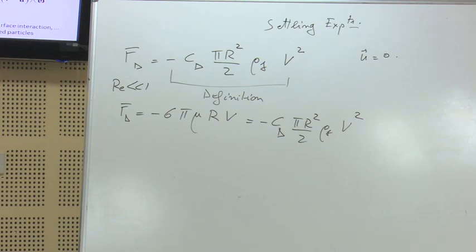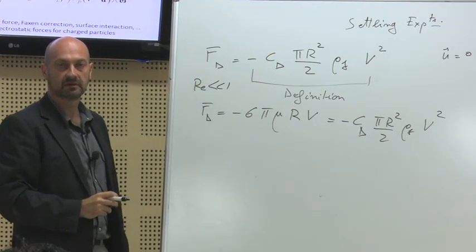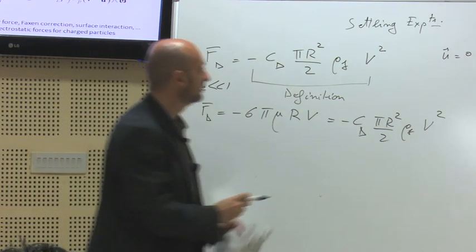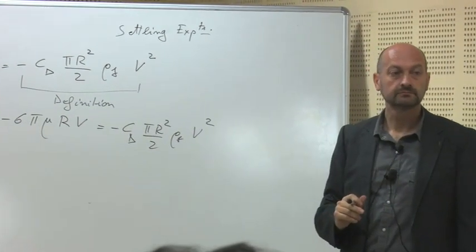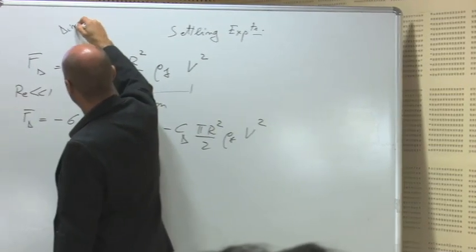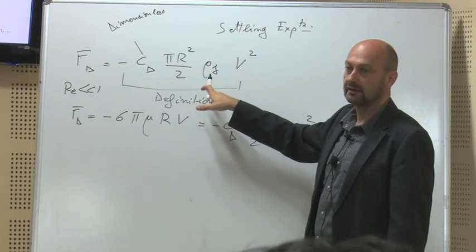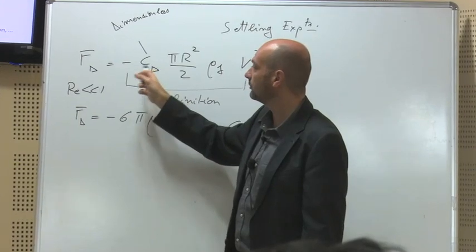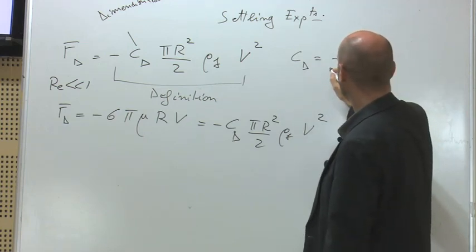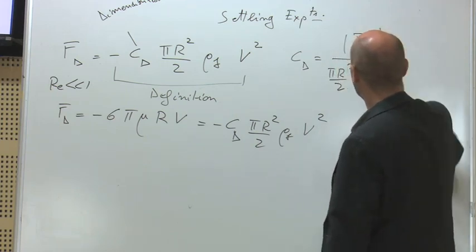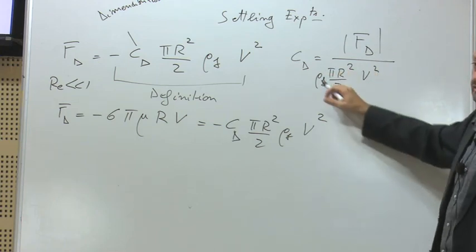And do you understand why we take this definition? Why do I decide to write the drag force like this? What would be the meaning of that? So Cd is dimensionless, which means it's only a scalar. The idea of this scaling is that you want to build a dimensionless number which is a measure of your drag. So Cd is the drag force divided by pi r square over 2 rho f V square. And this is actually the flux of kinetic energy.